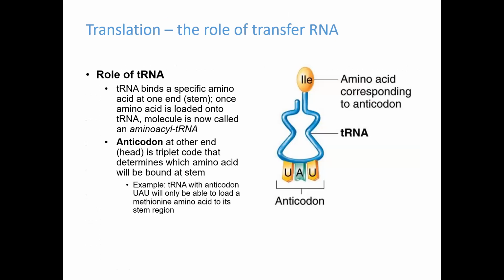Transfer RNA. Each transfer RNA is a sequence of bases. And each transfer RNA will bring a unique amino acid to the messenger RNA in the ribosome. For each transfer RNA, a specific amino acid attaches to one end of it.